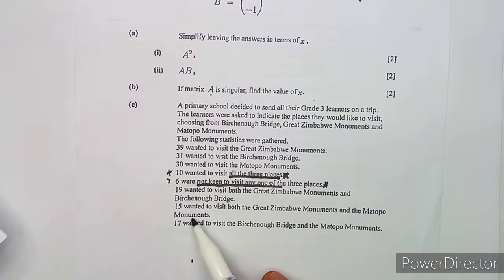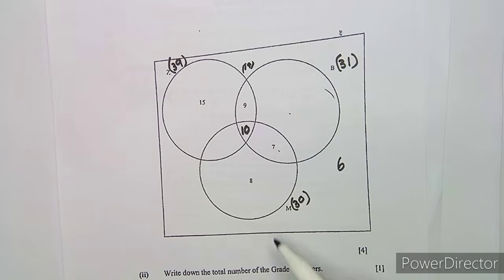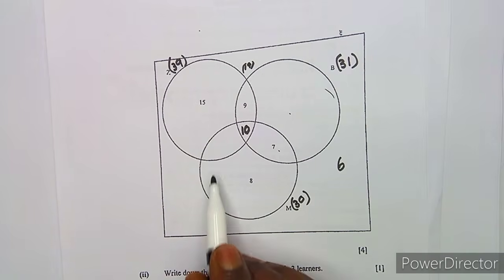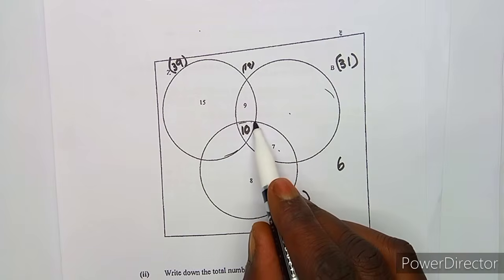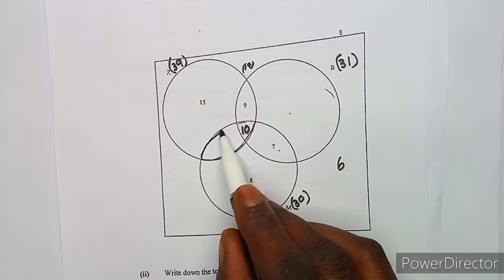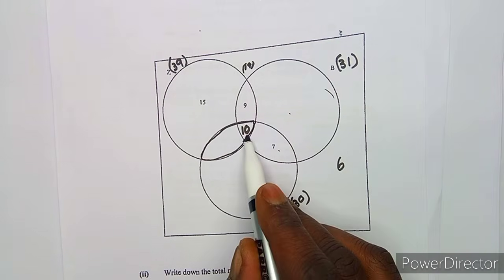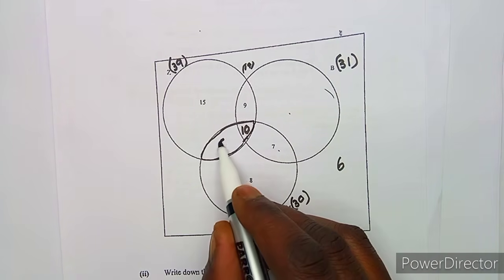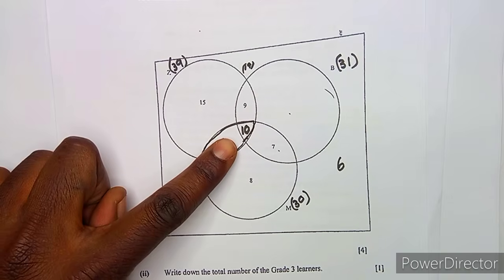All right, the same between Great Zimbabwe and Matopo, we've got 15. This is our Great Zimbabwe and Matopo here. In between here, we've got 15 people. But now we have got these 10, so which means we are going to remain with 5.